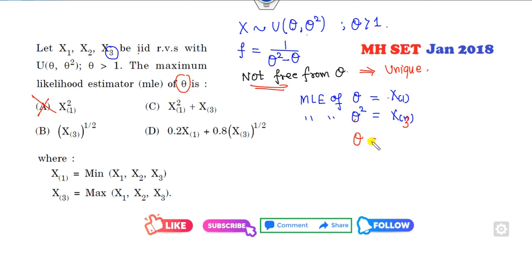Can you find the value of theta from here? This is X(3) raised to power half. That is the correct answer, because the MLE of theta is unique. And because this is not the MLE, this option is cancelled out. X1 is the MLE, but you can see it is a unique answer. So a linear combination will not be the answer, because theta is the only value, X(3) to the power half. So the right answer is B.